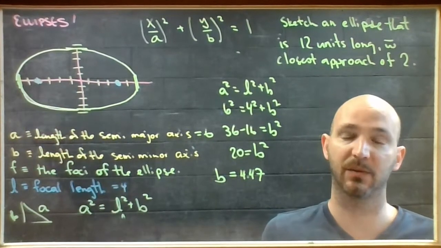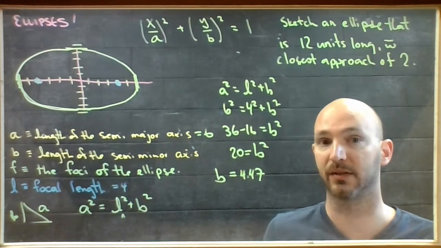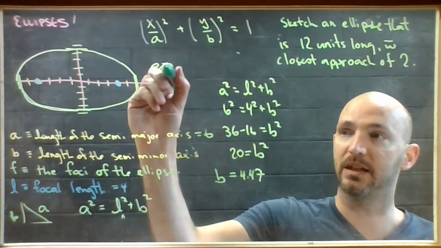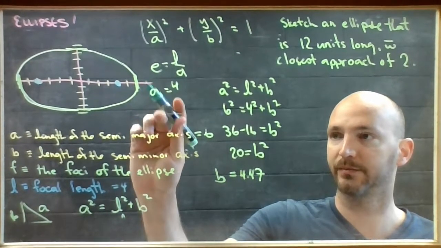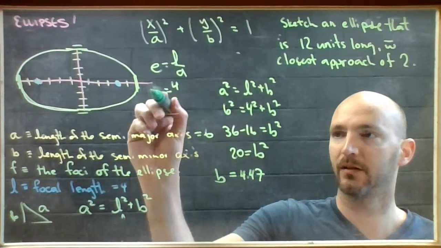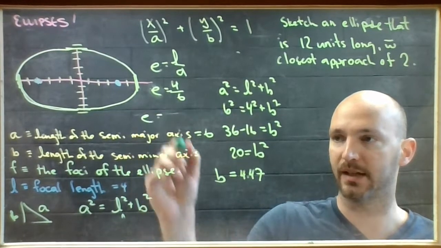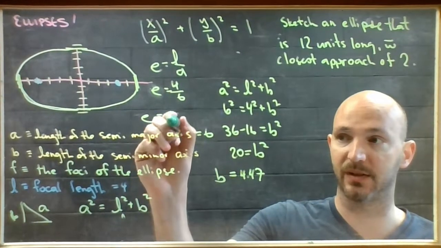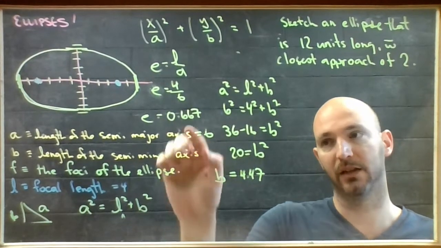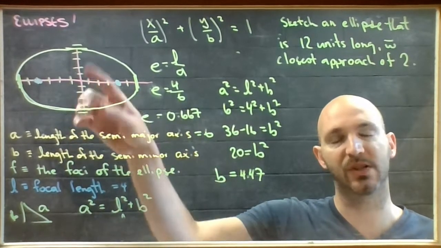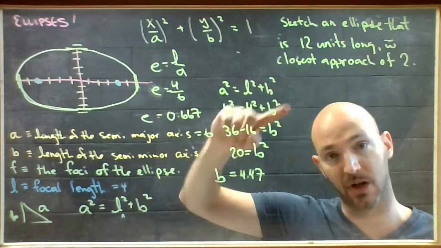Now, just to scale, this one looks a little shorter and fatter than my last one, so I'm going to expect a lower eccentricity. So E is L over A, 4 for my focal length, and 6 for my semi-major axis. That's 2/3, 0.667. So, the lower this eccentricity, the more circular this orbit looks. The higher the eccentricity, the more oblong the ellipse gets.